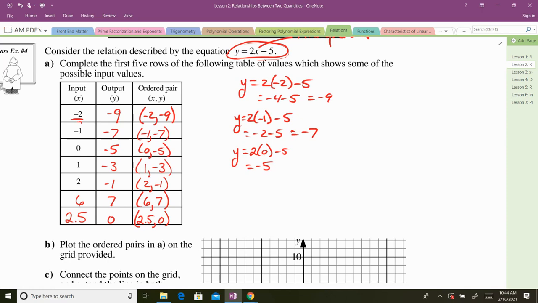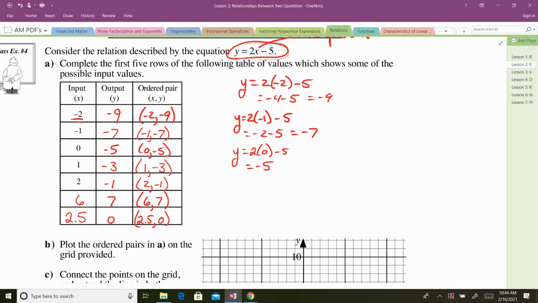Is that what we got? Or close to it? Okay. So when you put 1 in, you should get negative 3, 2 should get negative 1, 6 gives 7. 2.5 should give you 0, because 2 times 2.5 is 5, and 5 minus 5 is 0.